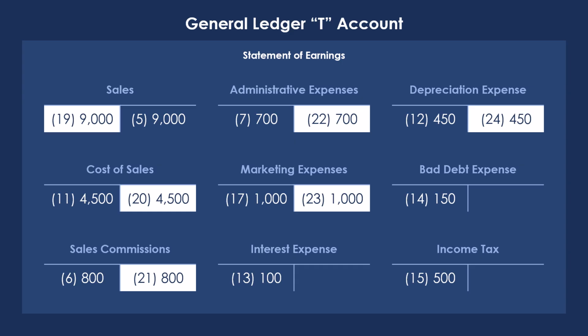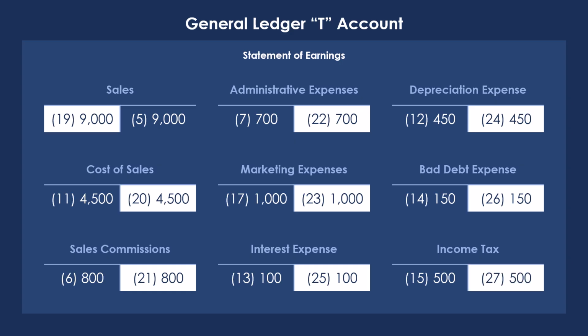Zeroing out means setting the account balance to zero. JE 25, credit to interest expense, $100. JE 26, credit to bad debt expense, $150. JE 27, credit to income taxes, $500.